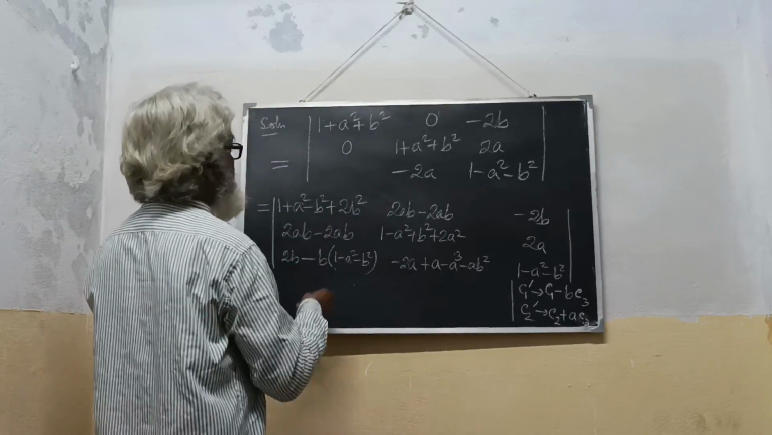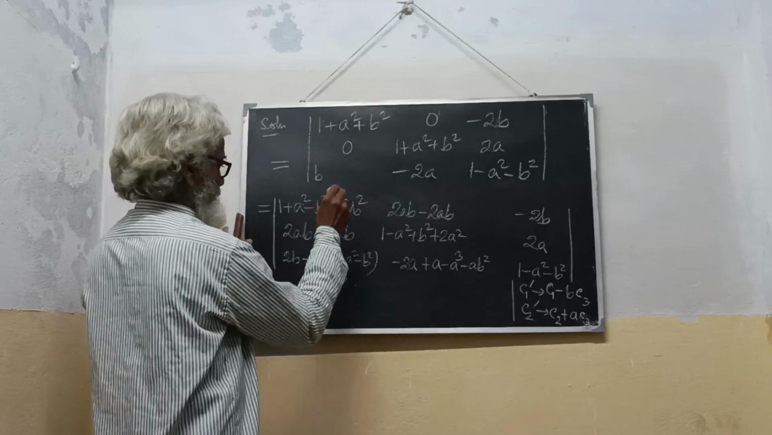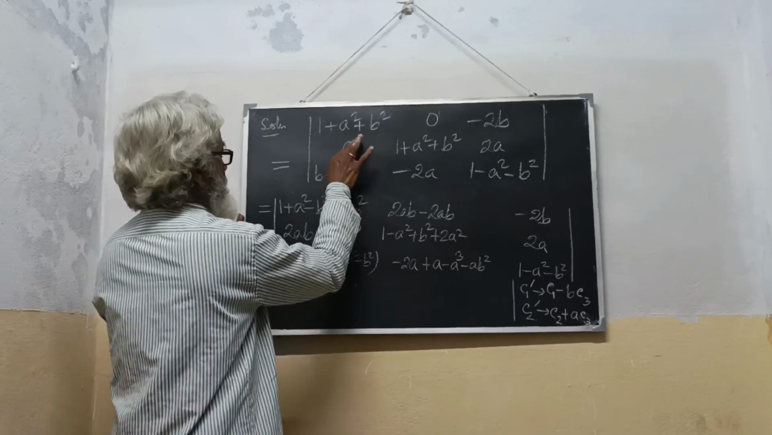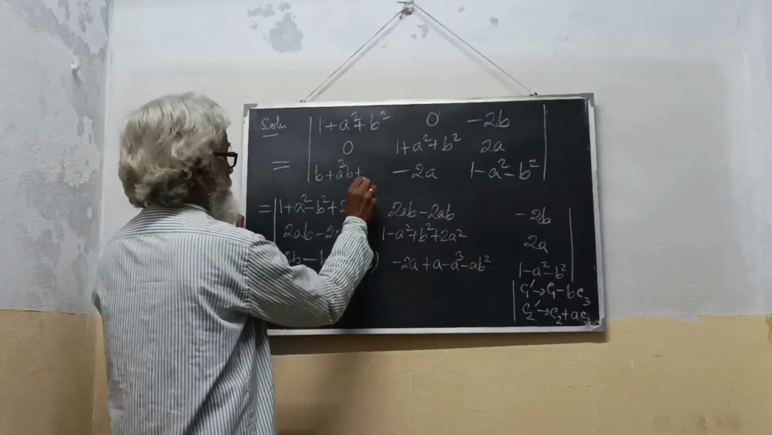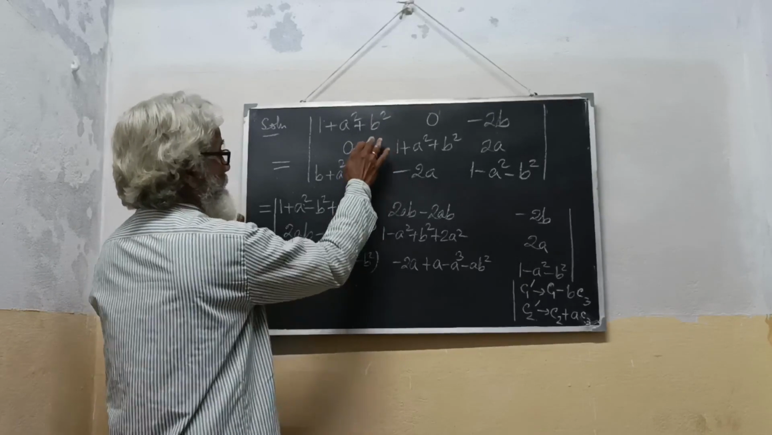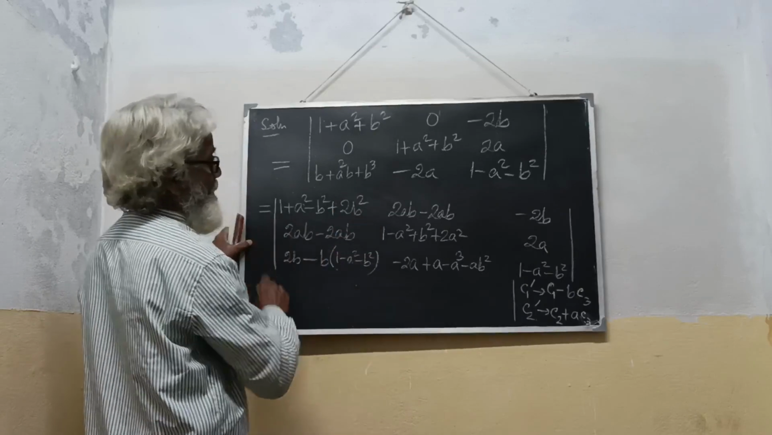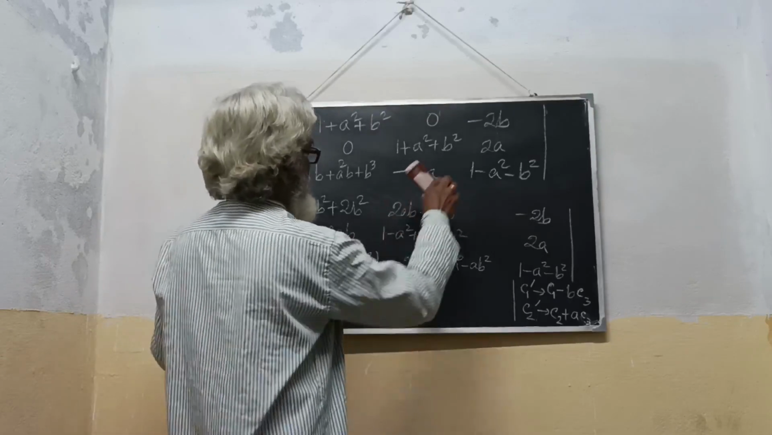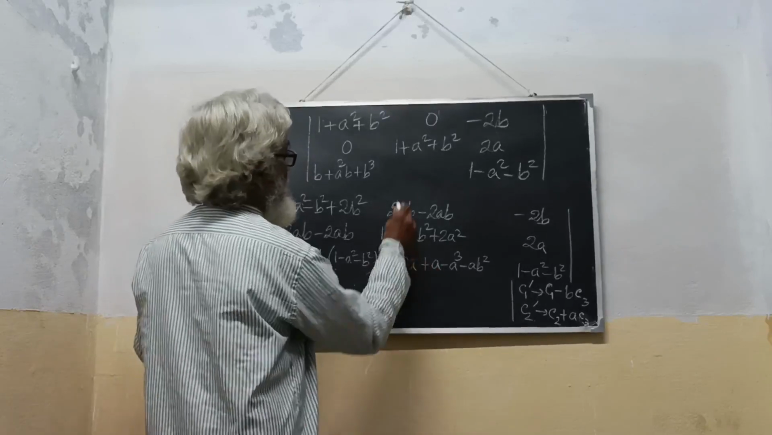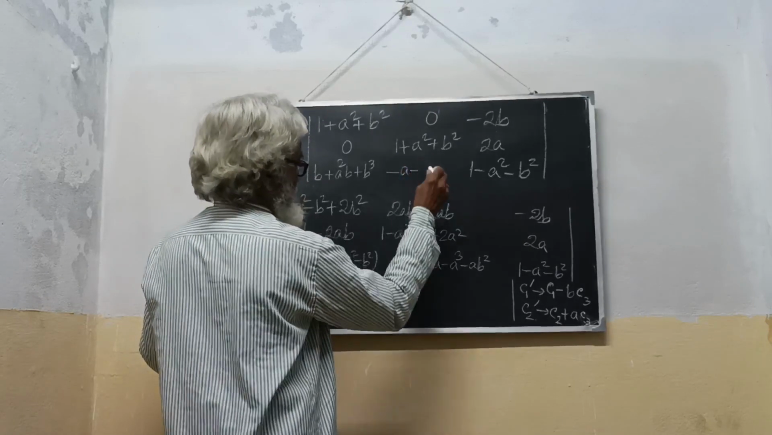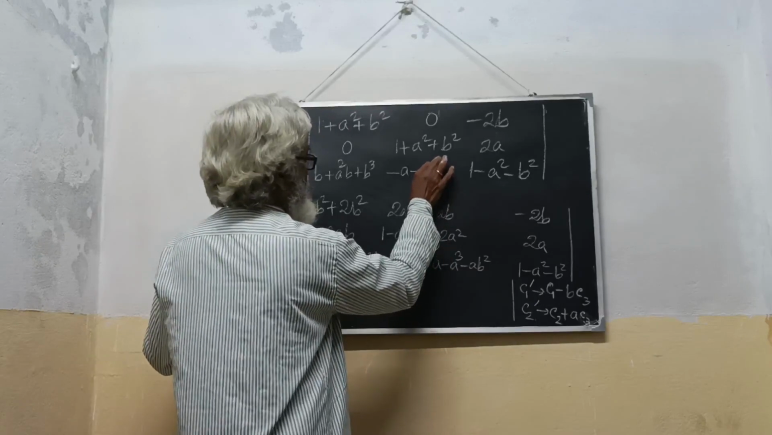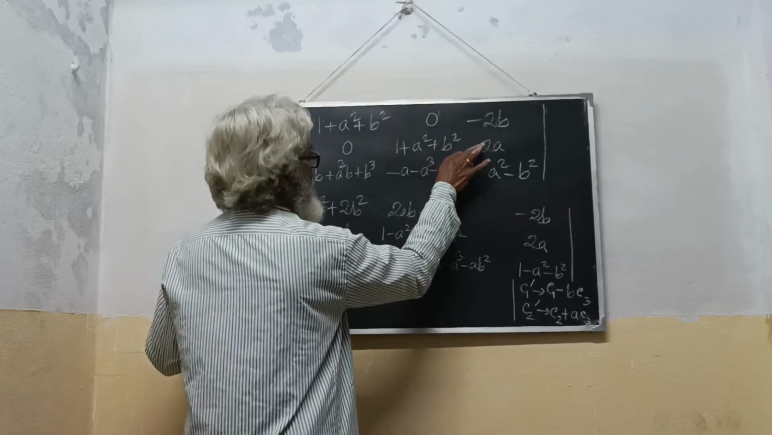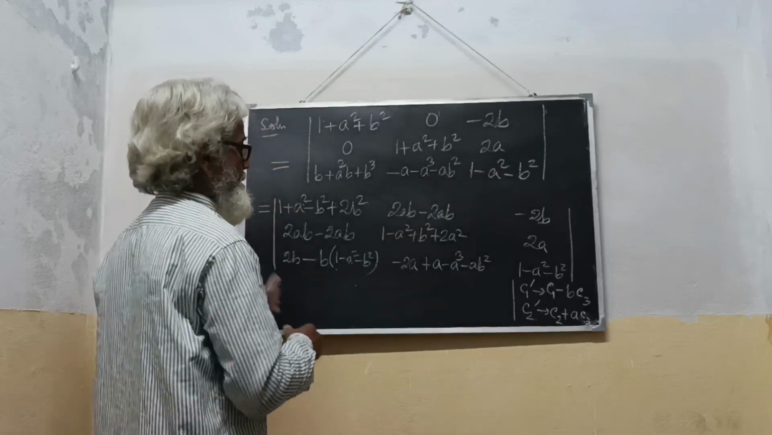So it will be b plus a square b plus b cube. This is the result after this. And this is minus a, minus a cube, minus a b square, and the third column remains the same.